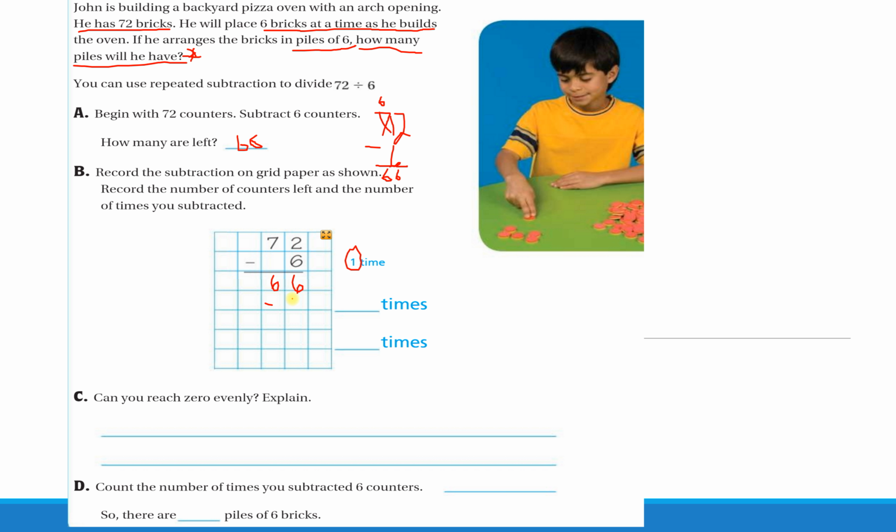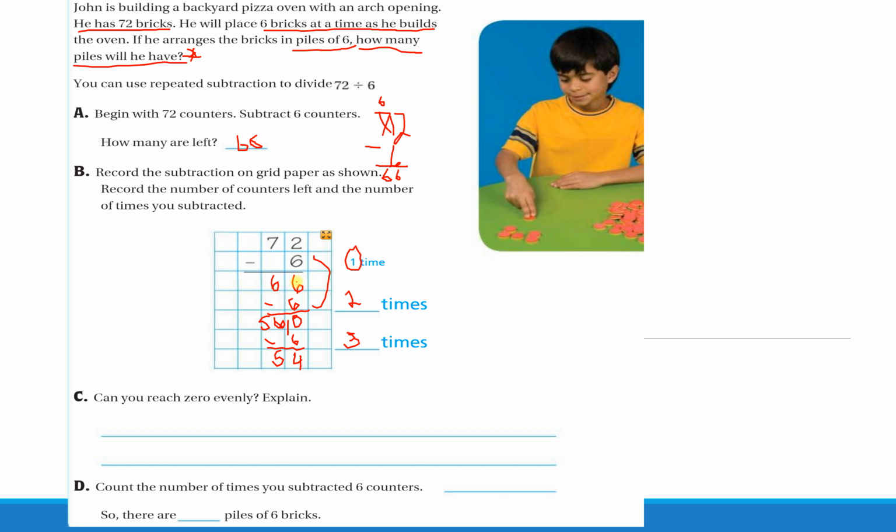And then if we subtract 6 again, now I've subtracted 6 twice, once here and once here. And now I'm down to 60. I subtract 6 again. That would be 3 times. That's an ugly 3, I apologize. And we have to borrow. It makes 54.